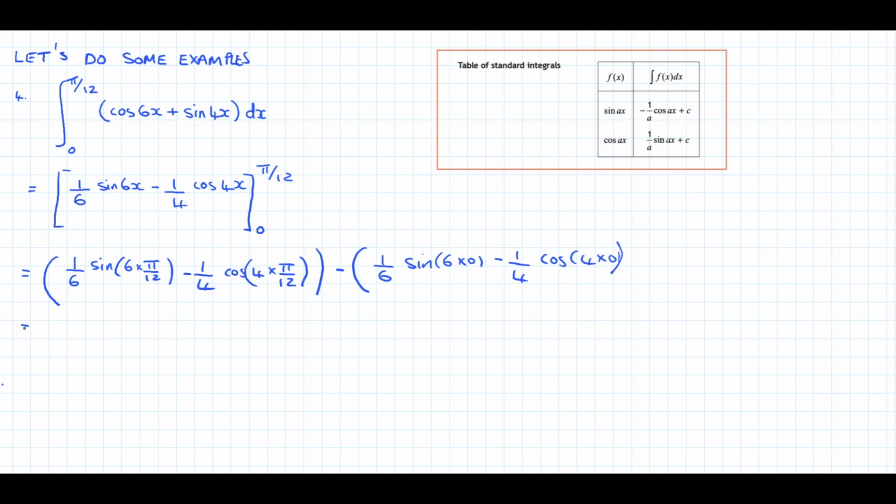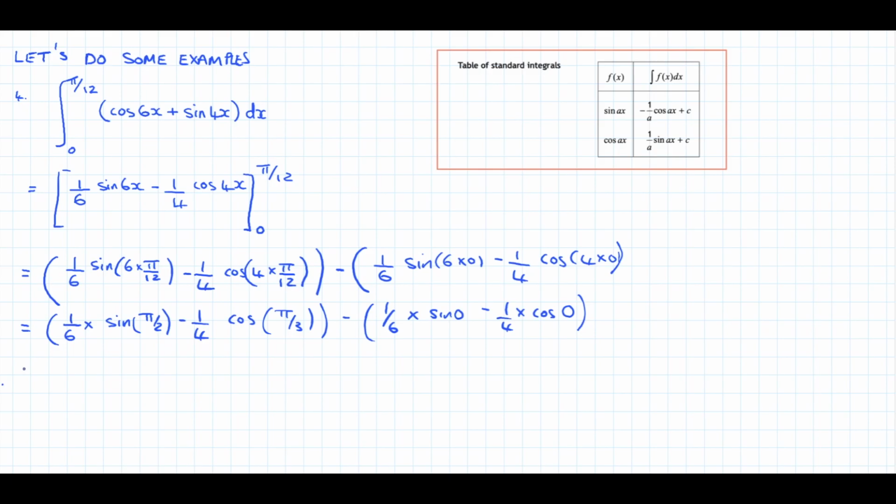Okay, now let's tidy that up a wee bit. That is 1/6 times sine 6 pi over 12, that's pi going to simplify to pi by 2, minus 1/4 cos, that will tidy up to pi by 3, minus 1/6 times sine of 0 minus 1/4 times the cos of 0.